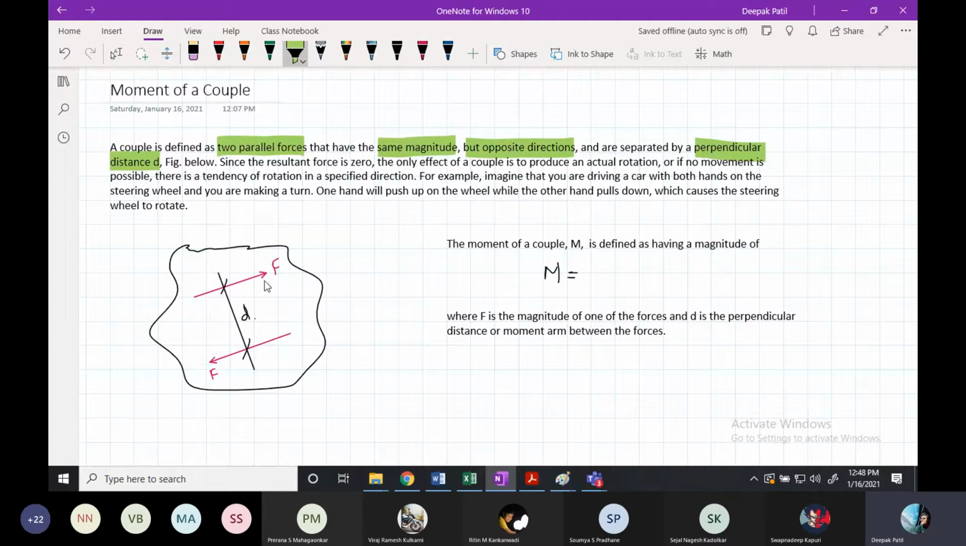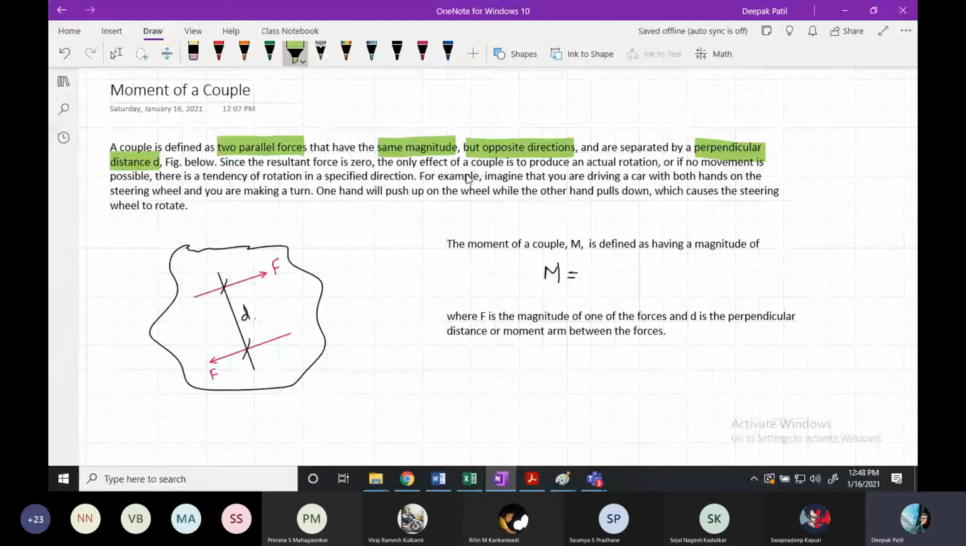Now, a couple is defined as two parallel forces. That is very, very important. The forces should be parallel to each other. They should also have the same magnitude. You can see here F and F, and they should be opposite in direction. You can see this F is in this direction and this force F is in this direction, and they should be separated by a perpendicular distance d. Now here you can see the resultant force becomes 0, because if I take the resultant, it becomes F minus F, which is 0, right?